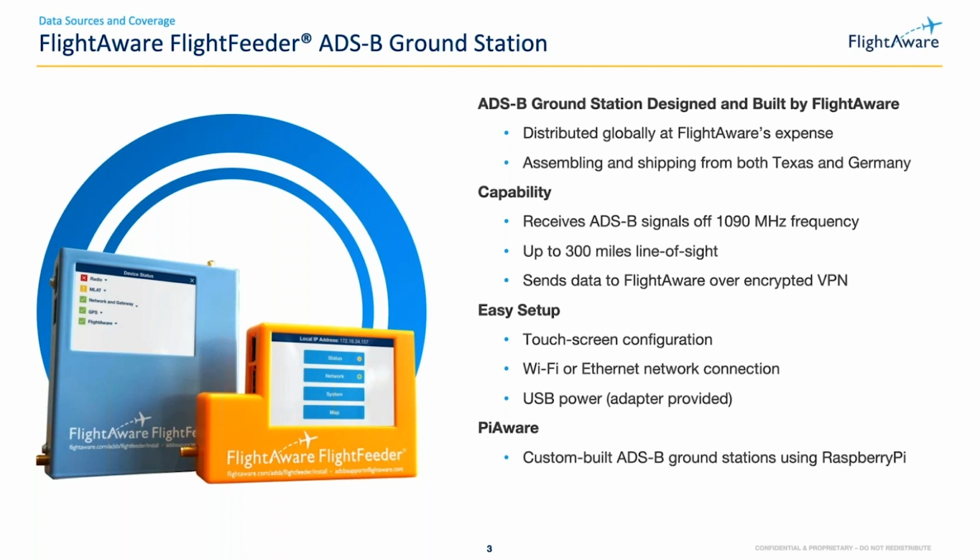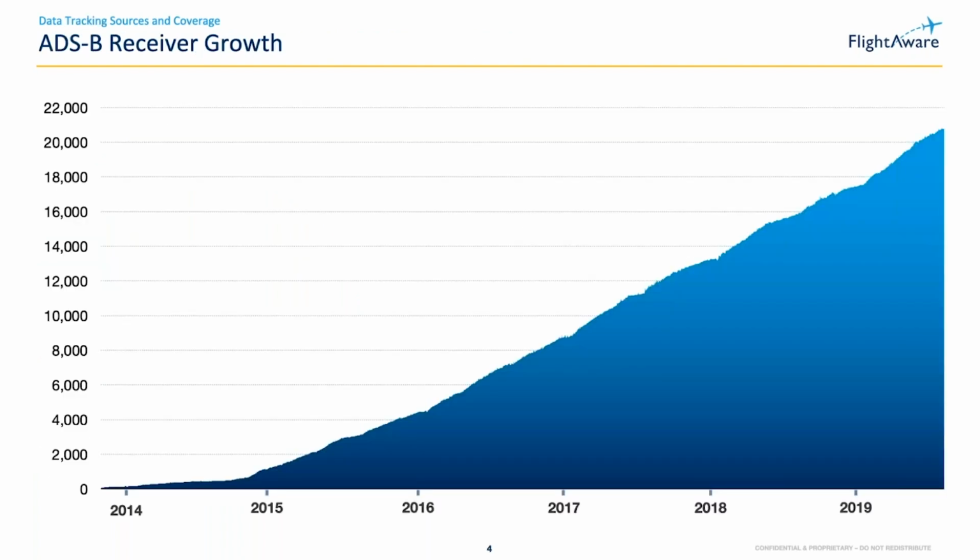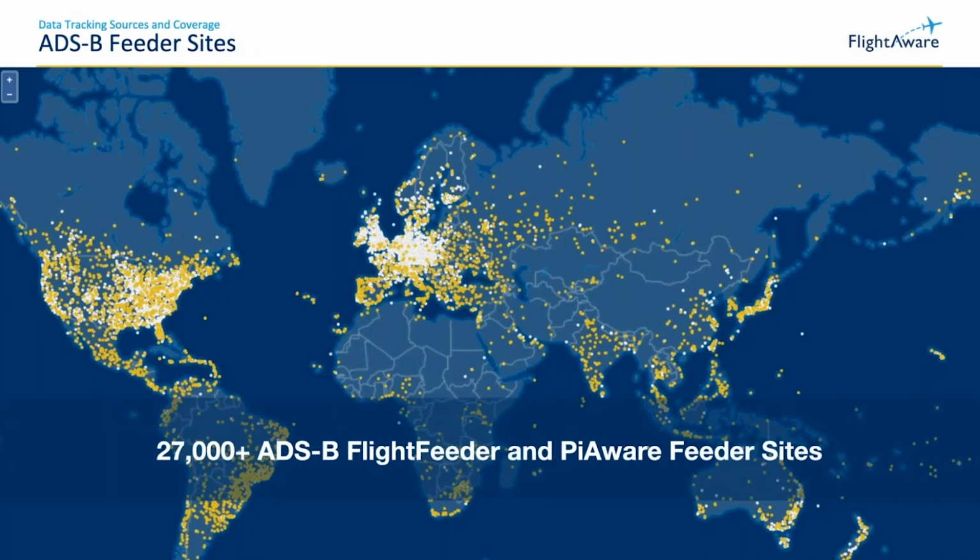Next, I'm going to go through the next few slides rather quickly, but you'll be able to visually see the amount of growth and coverage we have with these ground stations. So here on the next slide, this chart needs to be updated, but you can see just how extensive the growth is of our ADS-B network over the past 5 years. It's a pretty incredible growth there. And here you can see that we have ample coverage across the globe in places that have internet connectivity. The yellow dots are our flight feeders that we distribute, whereas the white dots represent PiAware receivers.